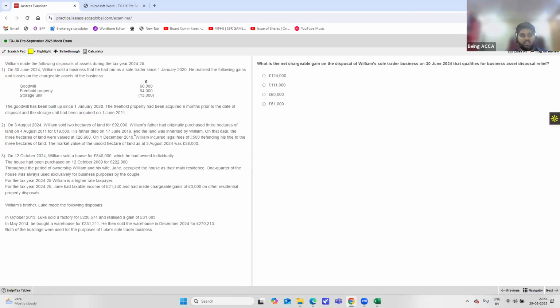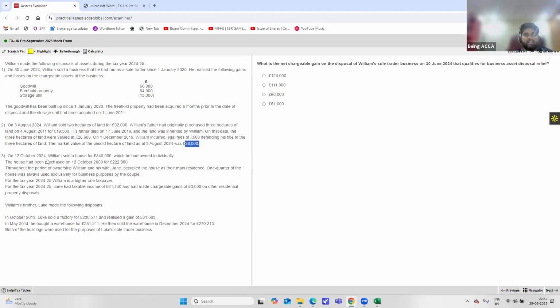Next is on 1st December 2019, William incurred legal fees of 500 defending his title to 3 hectares of land. The market value of the unsold hectare of land as of 3rd August 2024 was 38,000. Okay. So what had happened, he has sold 2 hectares out of 3 for 92,000 and 1 hectare was left at 38,000. So same thing what we have done earlier, part disposal. The cost should be allocated to the part that is disposed and to the undisposed part of it.